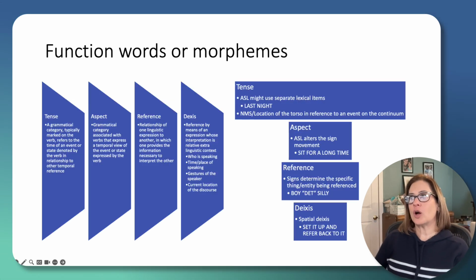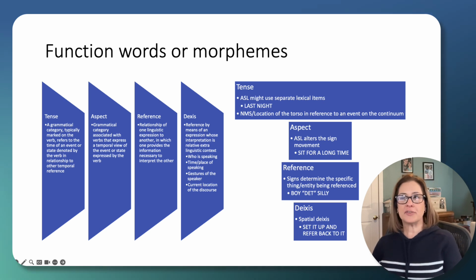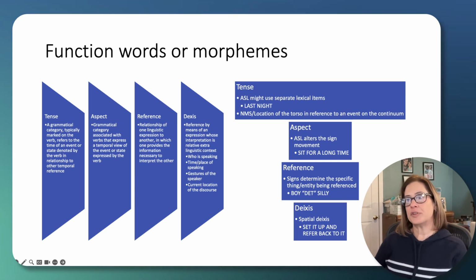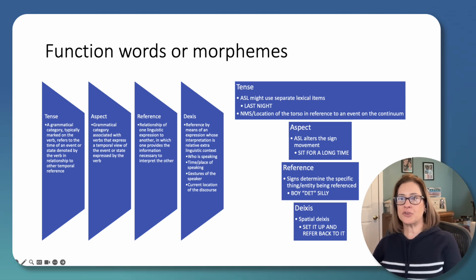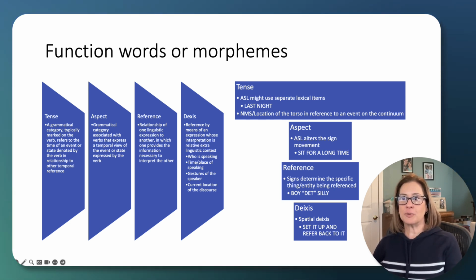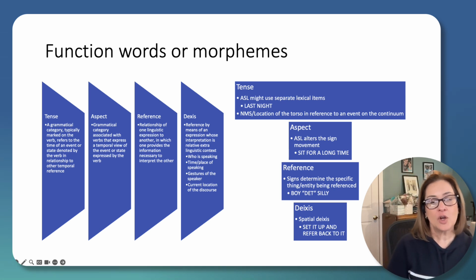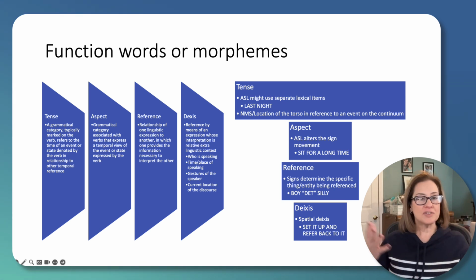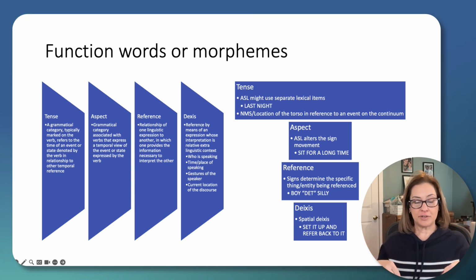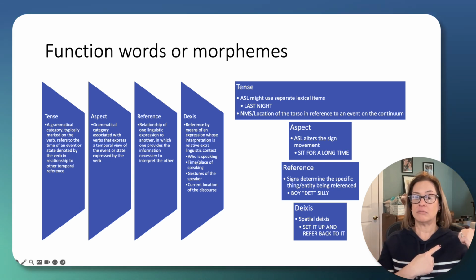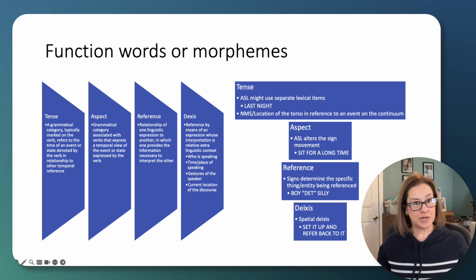Function words or morphemes. So tense, a grammatical category typically marked on the verb that refers to the time of an event or state denoted by the verb in relationship to other temporal reference. So it's a very wordy way of saying we know what a verb tense is. Present tense, past tense, future tense. I run. I ran. I will run. That's how we do it in English.